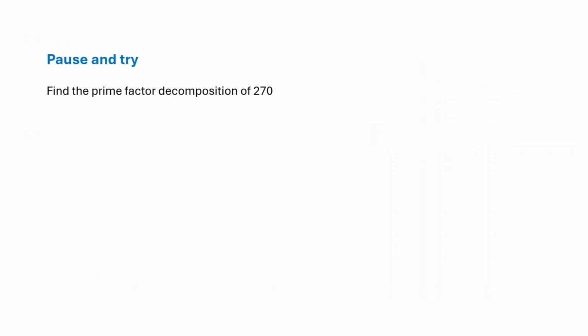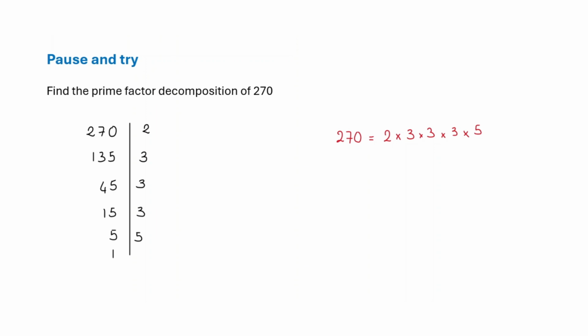Now it's your turn. Try finding the prime factor decomposition of 270. Write your answer in index form. Pause the video now and press play when you're ready to check your solution. 270 is equal to 2 times 3 times 3 times 3 times 5. So in index form, the answer is 2 times 3 cubed times 5.